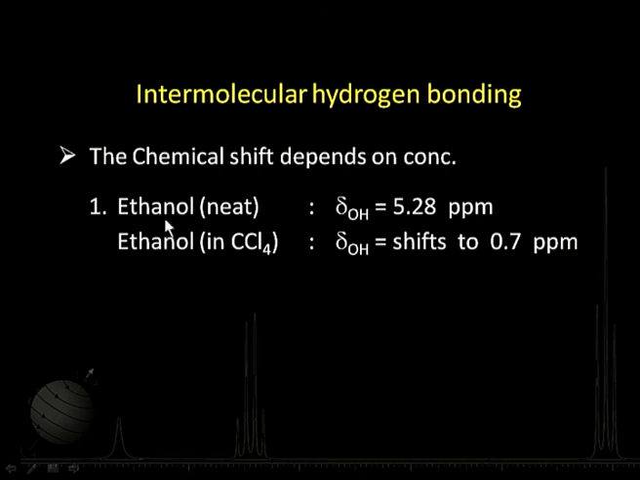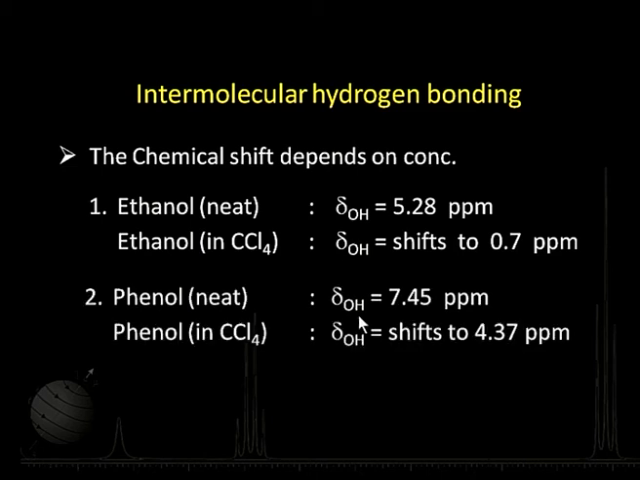So, look at ethanol. It is observed that delta OH, the OH proton, is observed at about 5.28 ppm. But if you put ethanol in CCl4, then this delta OH shifts to about 0.7 ppm. What basically happens is that in the presence of CCl4, the hydrogen bonding breaks and ethanol molecules become independent, and then the delta value comes out to be about 0.7, which is the value for the OH group there.